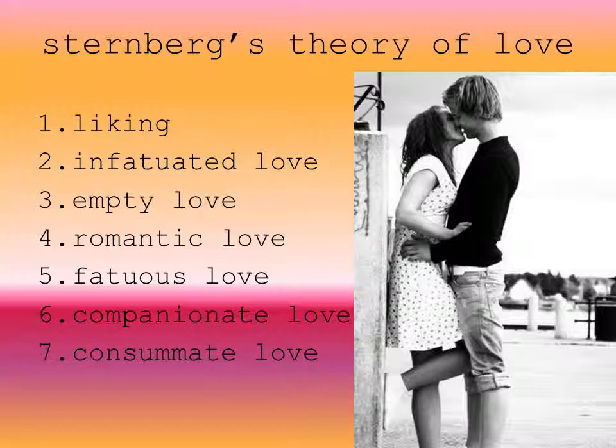So the first type of love is called liking, and this one includes intimacy only. And Sternberg said that this defines true friendships. We feel bonded, but there's no passion or long-term commitment. The second type of love is called infatuated love. And again, this is only one domain, which is passion. So he defines this as examples of love at first sight. And he says that this type of love can disappear suddenly.